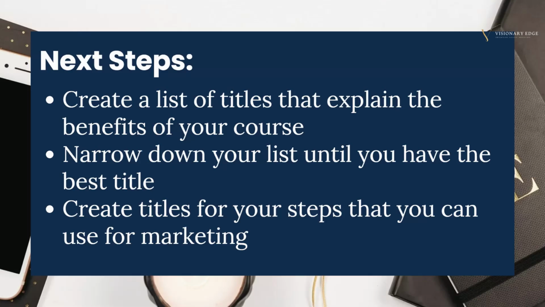Once you have a list, you want to narrow it down further until you have the best title that captures the essence of your course, of your signature methodology. And as you create titles for each step, you can use that for marketing purposes. So they should be catchy and aligned with the overall theme of your signature system. As we wrap up this module, remember that a powerful title can make all of the difference in attracting the right audience to your signature system. So really take some time here and refine your ideas.